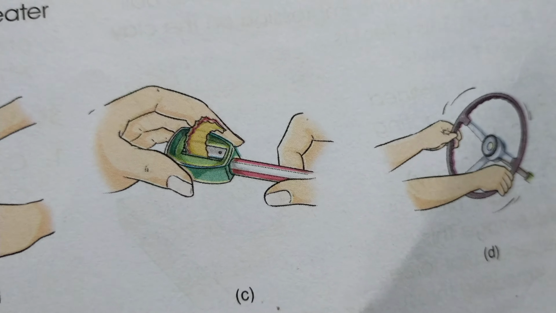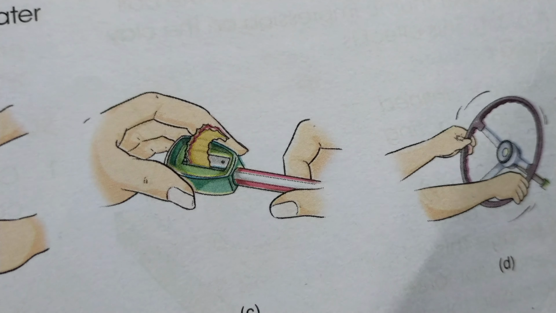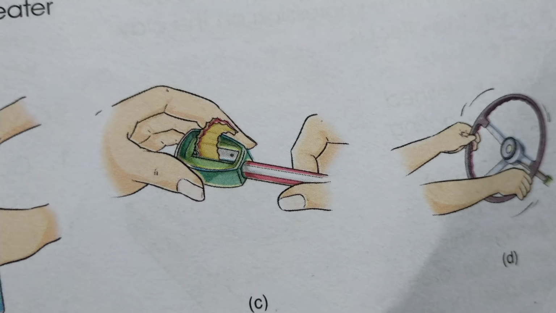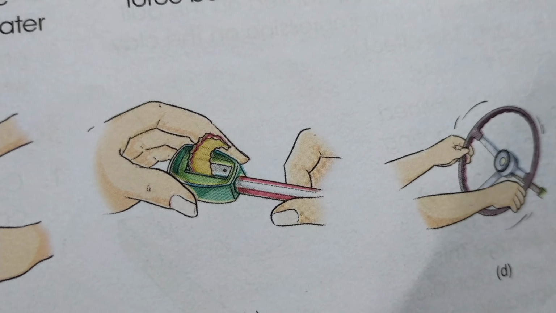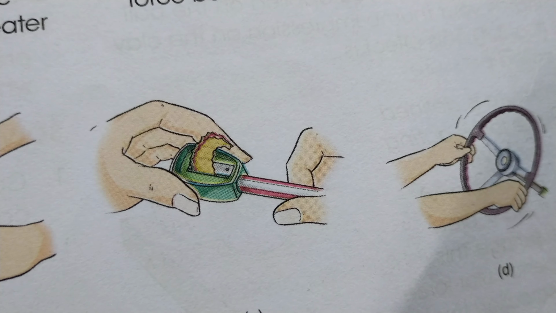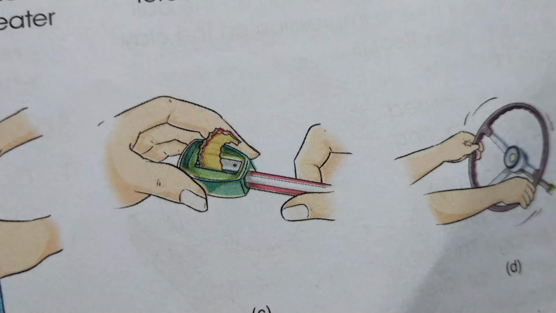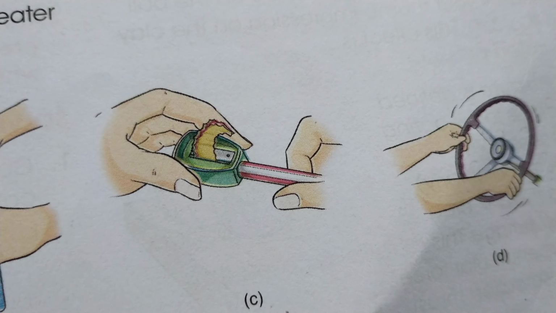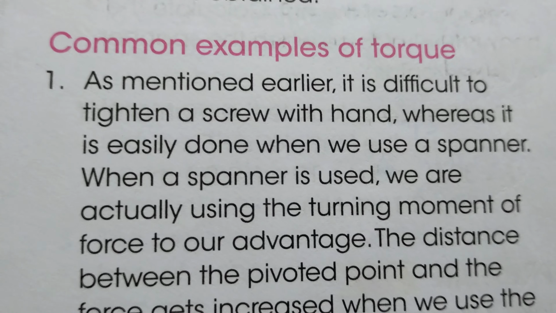So that is why in trucks and so on we see that the length of the steering wheel is very large, to increase the force, right? That is to increase the moment of force here. There are a few common examples of torque.